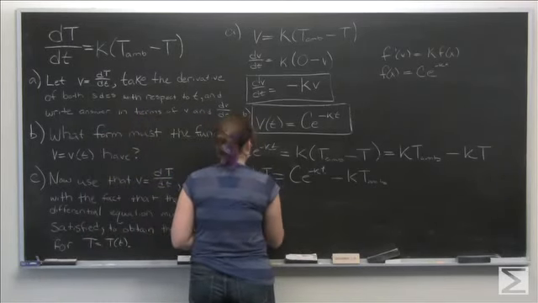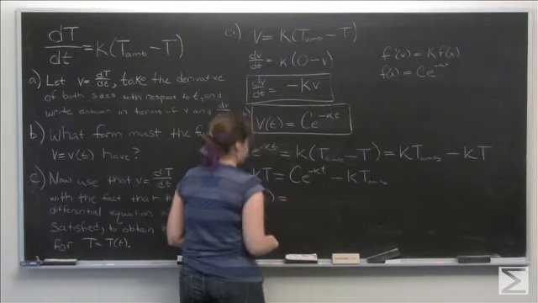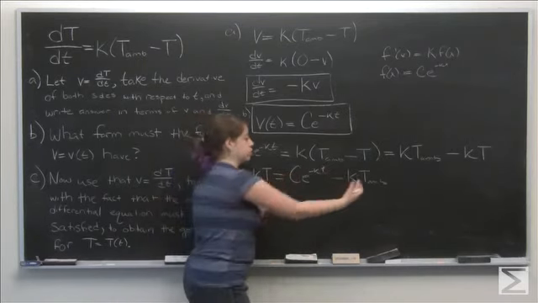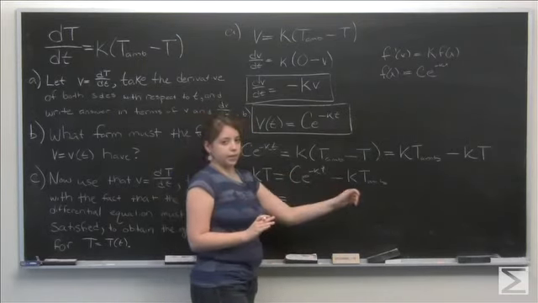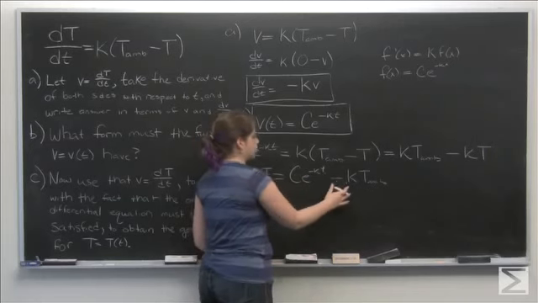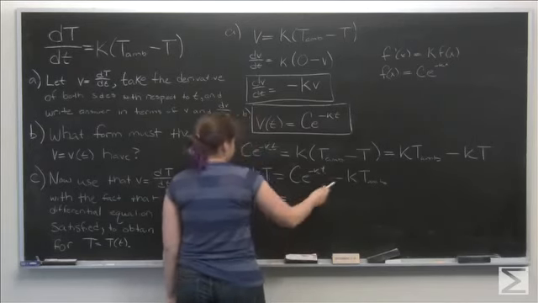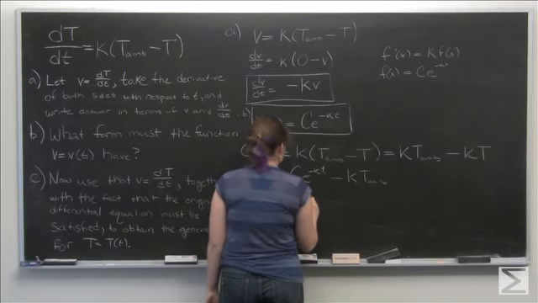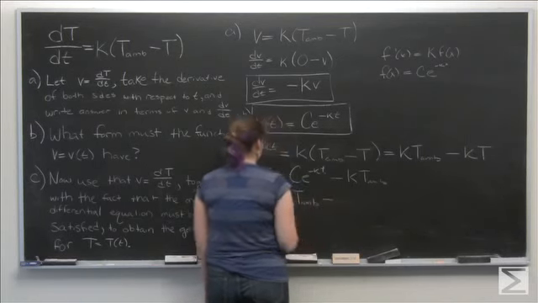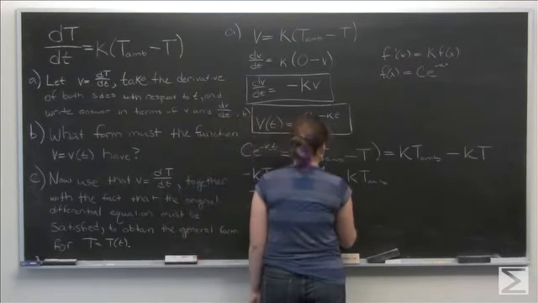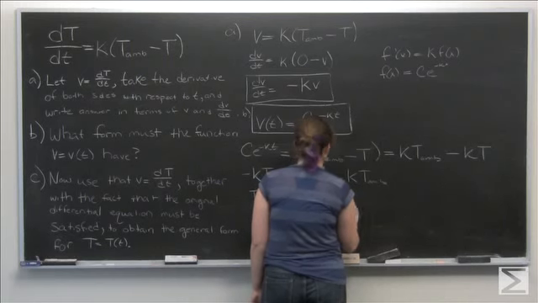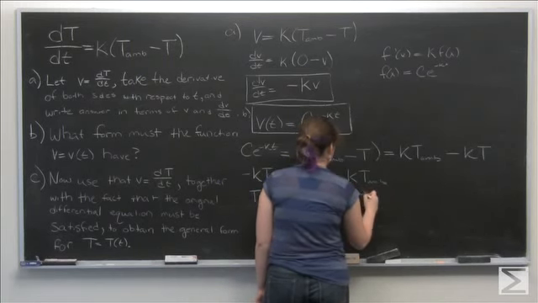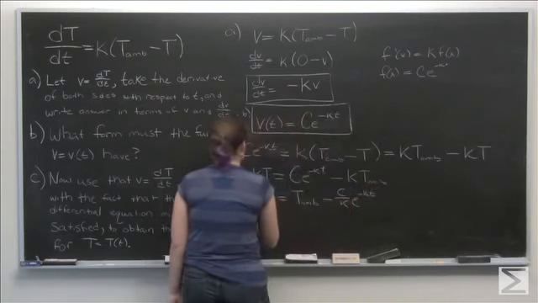So T of t is equal to, and I'm going to switch these around because when we divide by the negative, this would become negative and this will be positive, so just switch those around. So negative k divided by negative k is just T ambient minus this constant over a different constant, so we have minus c over k e to the negative kt. So that's our answer.